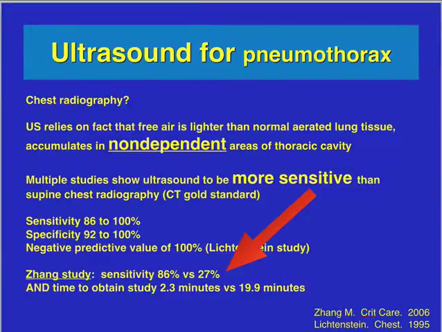Just a few introduction points about pneumothorax. Remember, we normally had used chest radiography in the past. Ultrasound relies on the fact that free air is lighter than normal aerated lung tissue and accumulates in non-dependent areas of the thoracic cavity. Multiple studies show that ultrasound is more sensitive than supine chest radiography, and you can see these are just a few. This is from 2006, but there's tons of articles that talk about this.